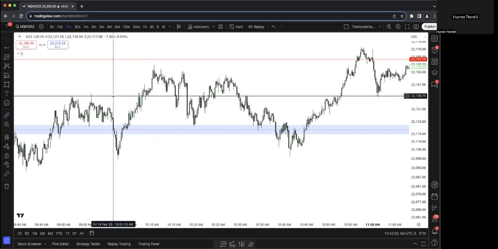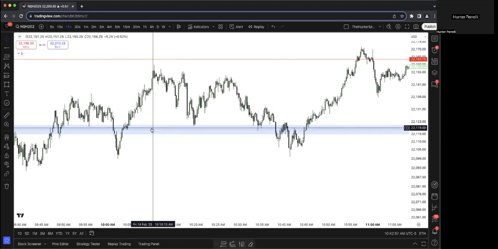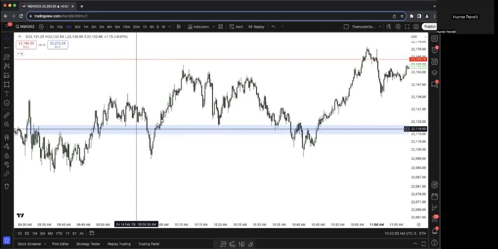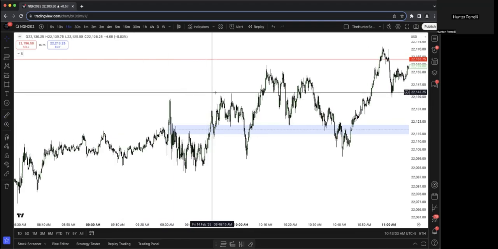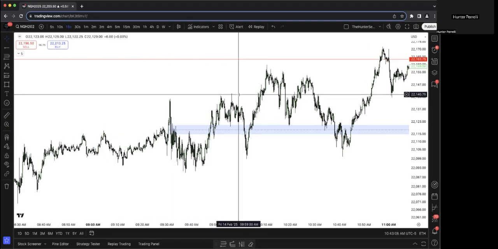Now, for me, 25 handles with one contract is roughly $500. Now, if you had 4 or 5 contracts, you're up a couple $1,000s right there. You're trading above highs. You could have taken a partial off. So this is, back to what I was saying.